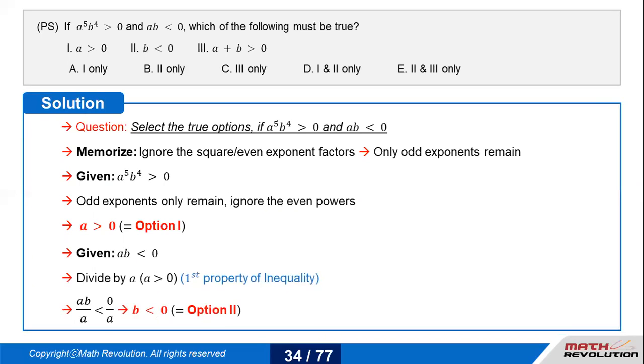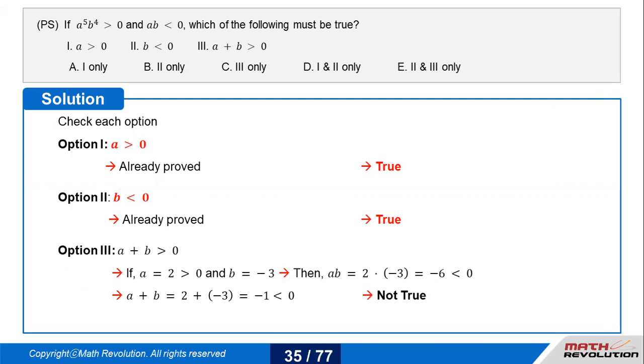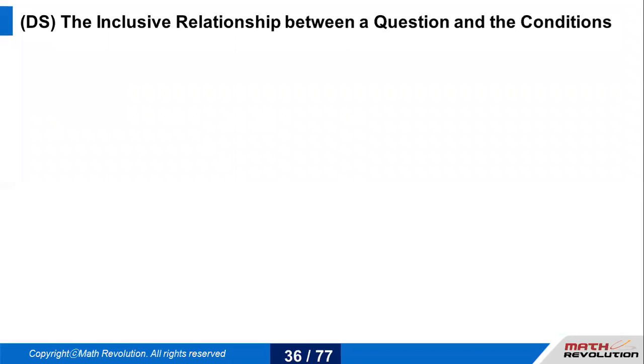Now, what about a plus b greater than 0? Let's take this option. A greater than 0 is proved. B less than 0 is already proved. A plus b, directly put the values now. A is equal to 2 because it is greater than 0. B is equal to minus 3 because it is less than 0. 2 minus 3 is minus 1, which is not greater than 0. So in this scenario, you would get it as not true. So the options are only first and second. Answer goes as D. This will save you a lot of time.